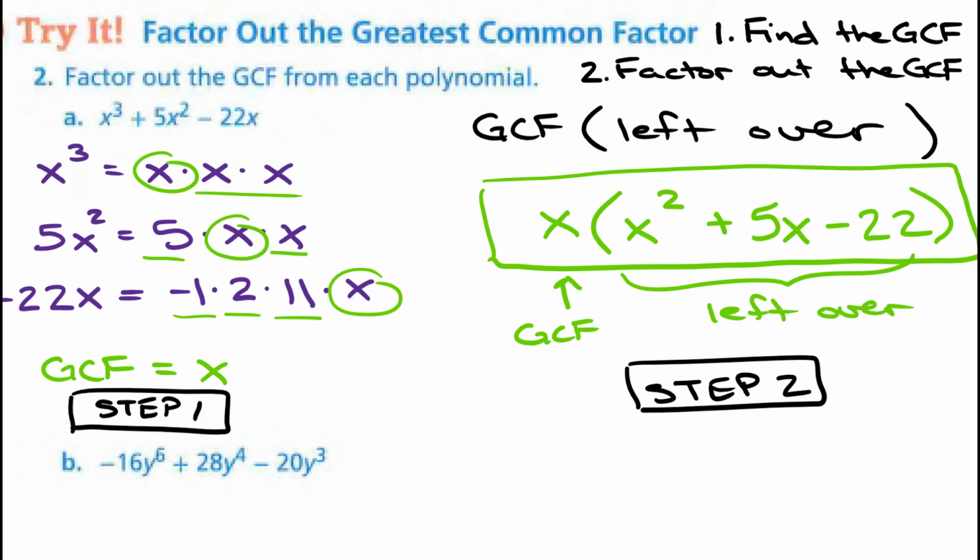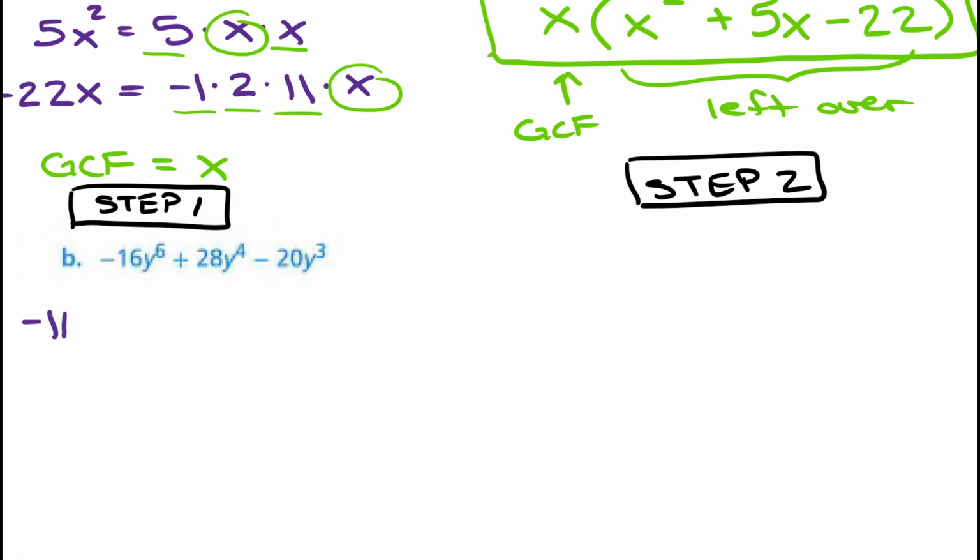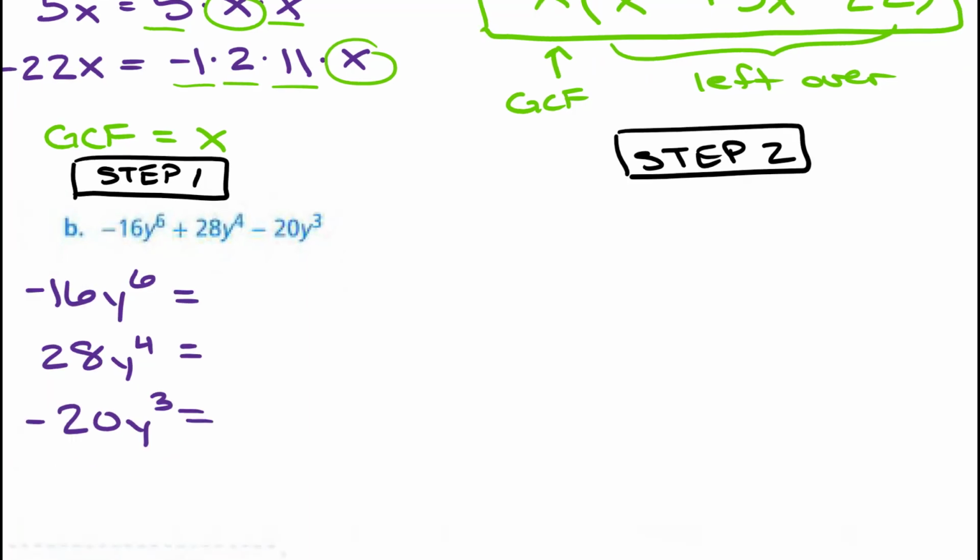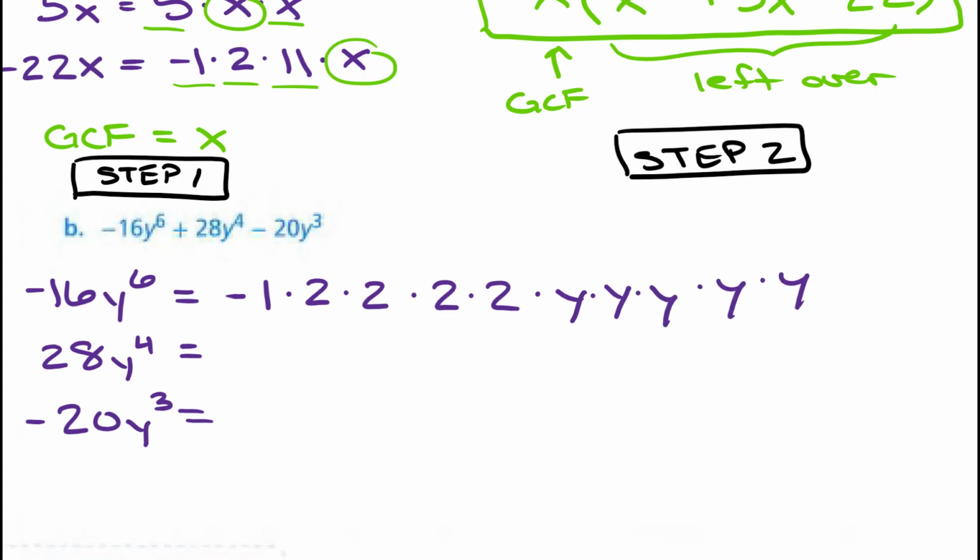Now let's try part B. In part B, I'm going to write these out. Negative 16y to the 6th, 28y to the 4th, and negative 20y cubed. And so for negative 16, I've got negative 1, and then 16 is 4 times 4, or 2 times 2 for the first 4, and another 2 times 2 for the second 4. Oh my goodness, y to the 6th: 1, 2, 3, 4, 5, 6. Those are all y's. They're kind of sloppy.